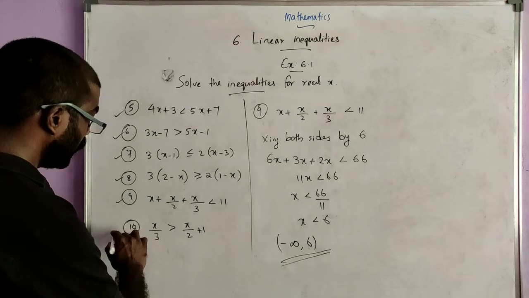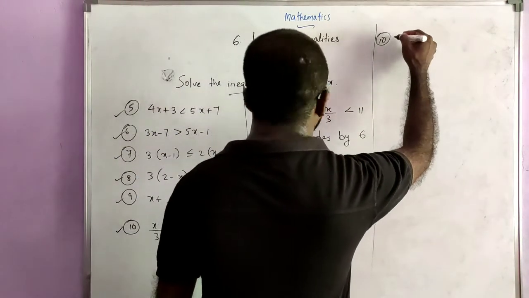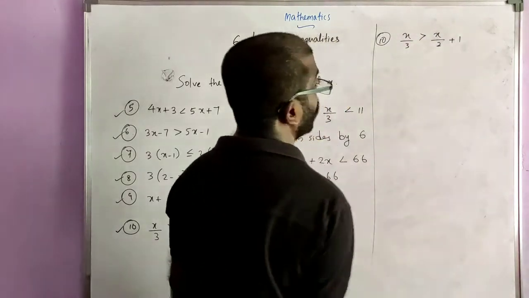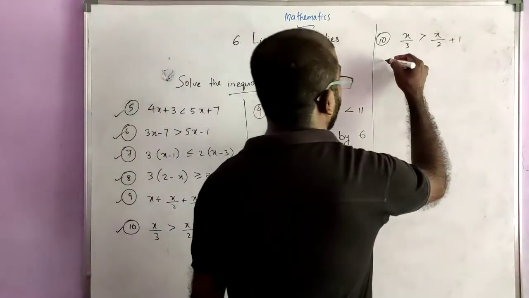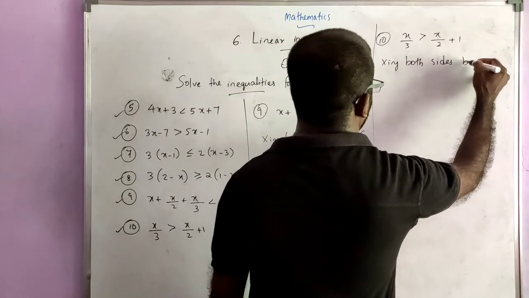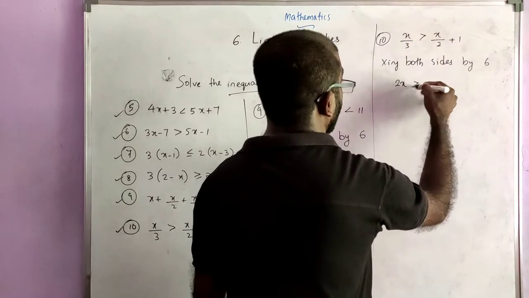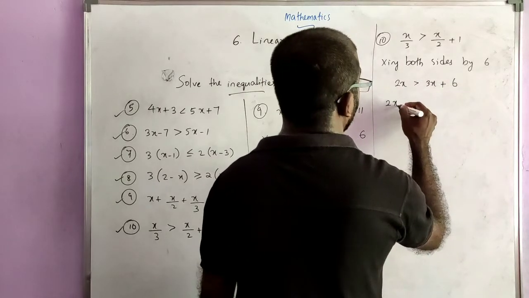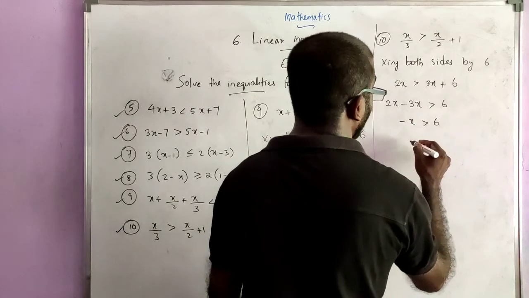Okay. Here the 10th question is x by 3 greater than x by 2 plus 1. Here also we can multiply both sides by 6. So multiplying both sides by 6, here 6 and 3 cancel, 2x greater than here 3x then plus 6. That is 2x minus 3x greater than 6. Minus x is greater than 6.